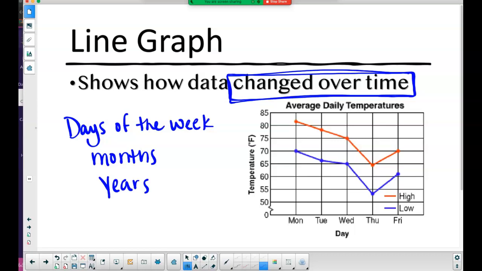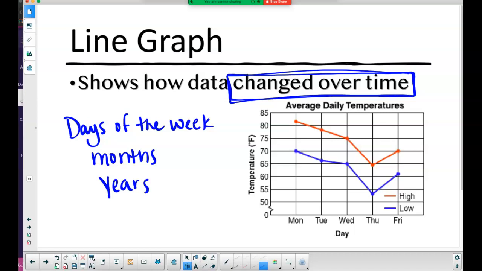So this is showing temperature. We could show things like gas prices, okay, or the stock market. A lot of times you'll see a line graph because it's showing how those prices would change over time.